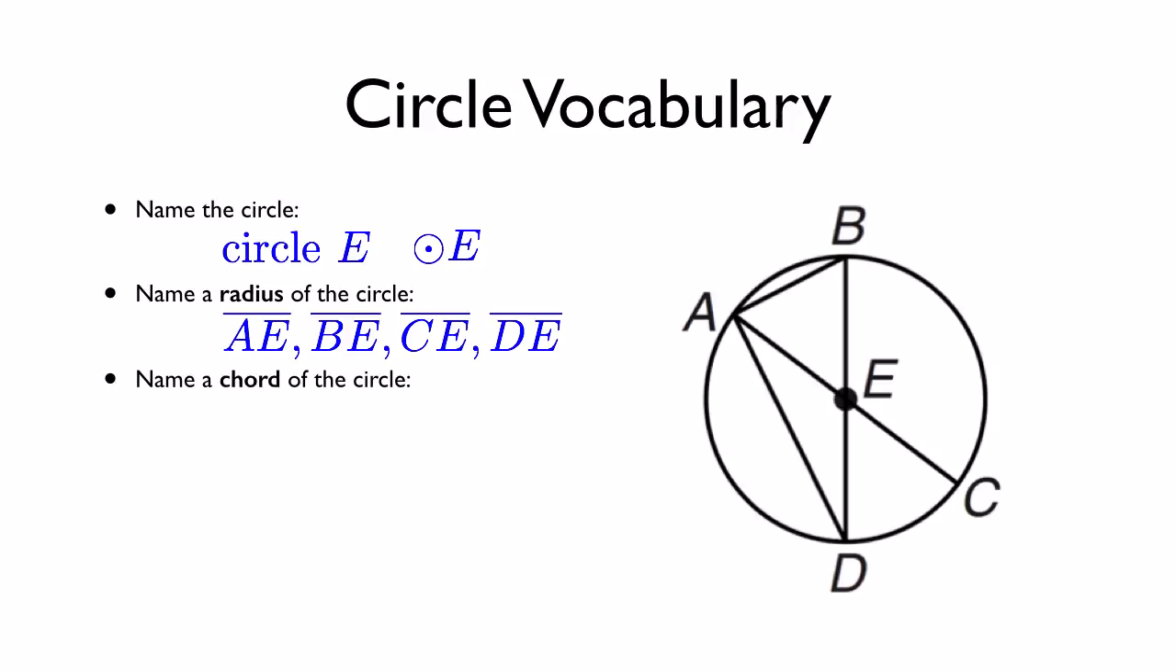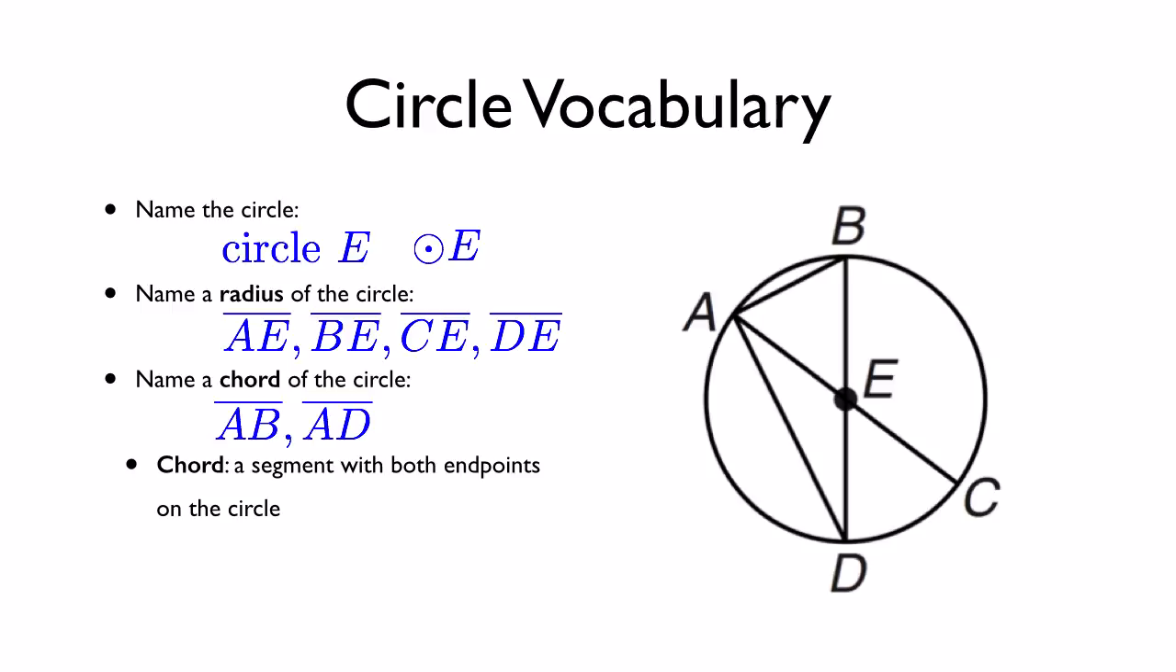Next, name a chord of the circle. Now, a chord is a segment with both endpoints on the circle. So we could say, for example, AB is a chord. AD is a chord.